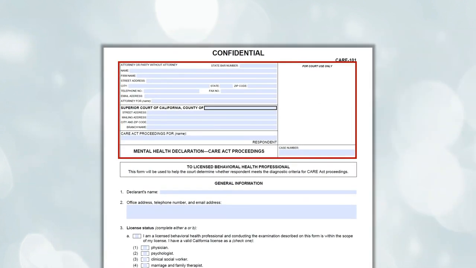The top of the form is called a caption. This information should match the caption submitted on the CARE-100 form. If you are working with another petitioner in support of their petition, work with that petitioner to make sure you are including the right information, or request that they fill out this portion of the form. In the first box is the petitioner's name, address, and contact information. The second box should have the information of the court it's being filed in. The third box should have the name of the respondent, i.e. the person you want to connect with services. The area on the right, including the case number, is for the court use only.